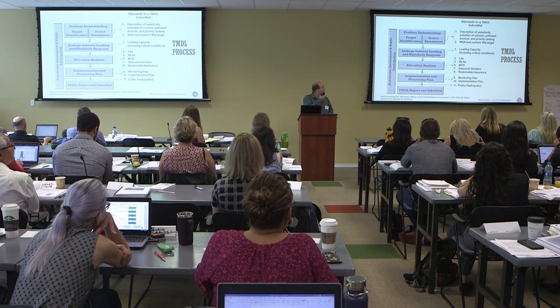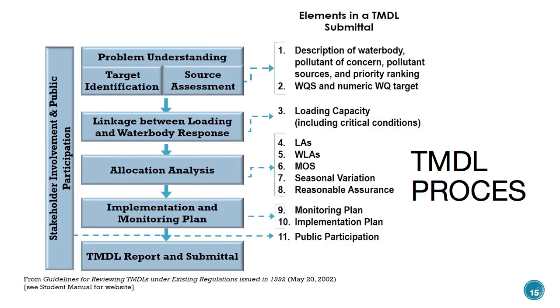Here are the elements in a TMDL. I would say the key point to a TMDL is, if you have an impaired water, you basically figure out how much that water can assimilate of a given pollutant. And the amount over that is the amount that needs to be reduced. You allocate it to your various sources, and that's the TMDL.